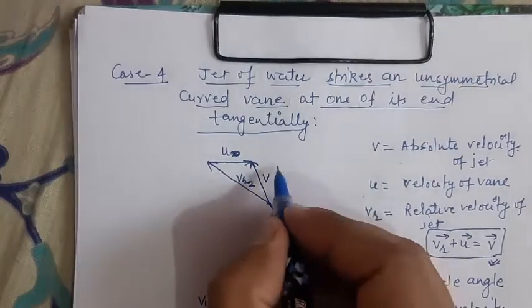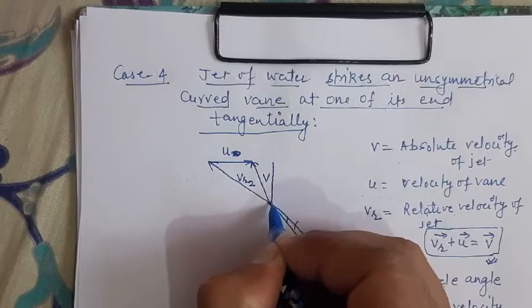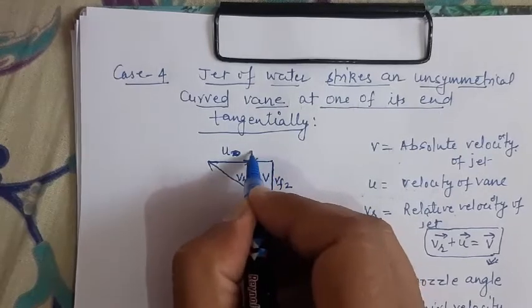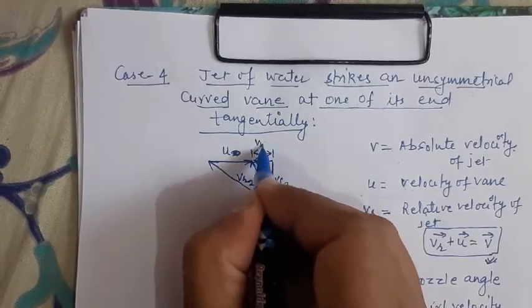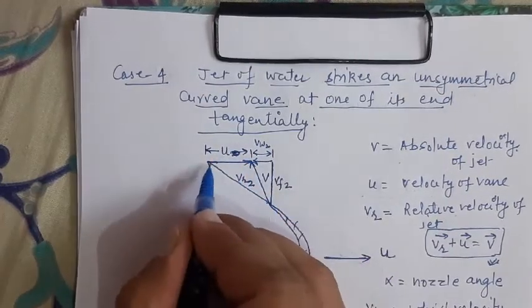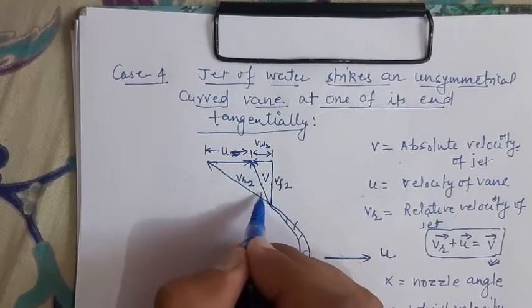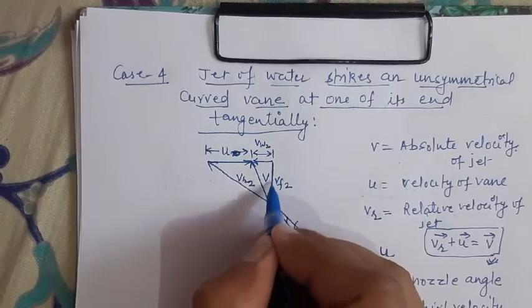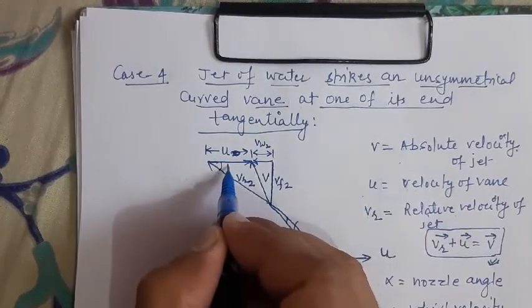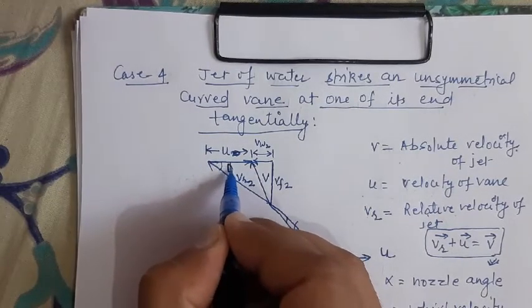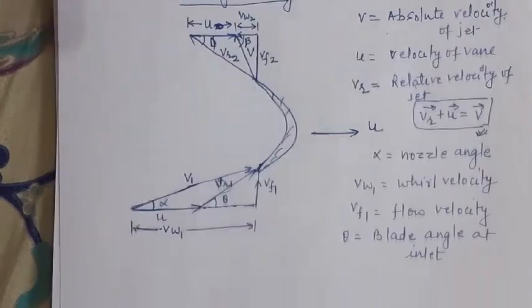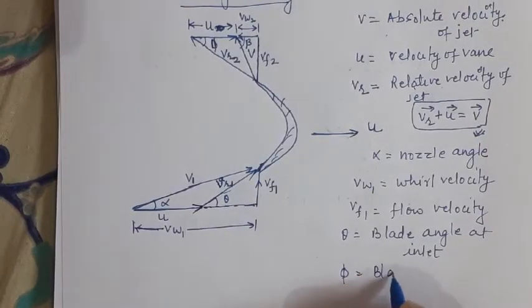Okay, clear? There will be two components of V2: one is the flow component VF2 and another is the whirl component VW2. This is U, this is VR2. I have added U to VR2, and the resultant vector is the V vector. There are two components of V: VF2 and VW2, the flow component and whirl component. This angle is beta, and this angle, phi, is the blade angle at exit.